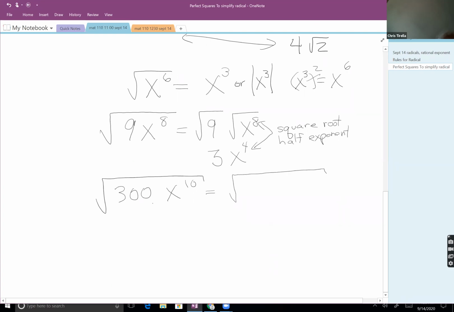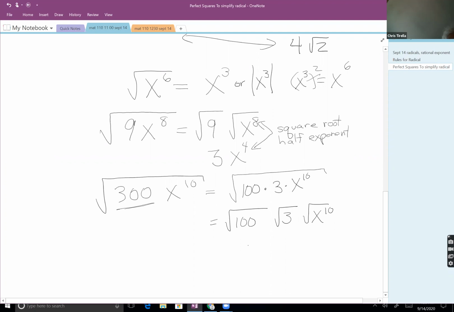Let's look at that 300. Is there a number that goes into 300 evenly that's a perfect square? 100. So I'm going to think of that as 100 times 3 times x to the 10th. So we'll take the square root of 100. We'll take the square root of 3. We'll take the square root of x to the 10th.